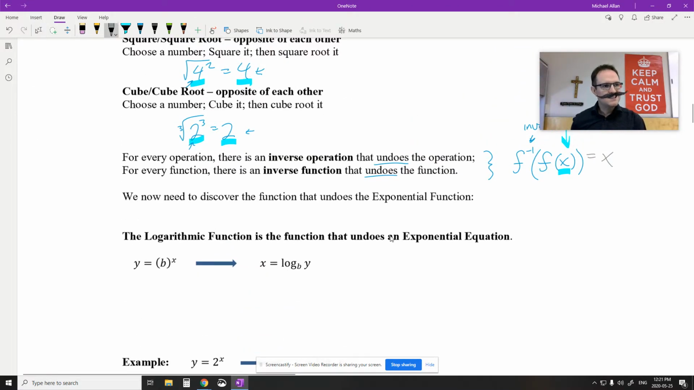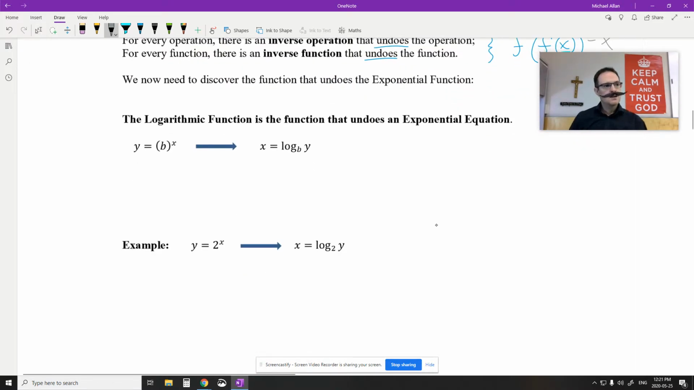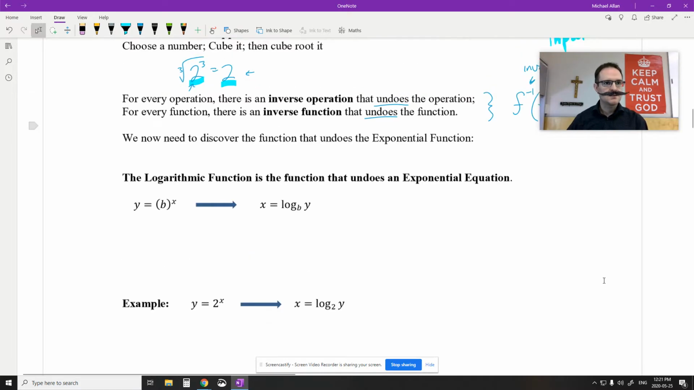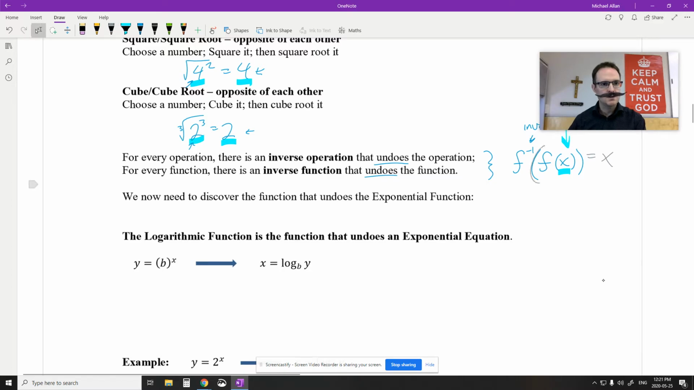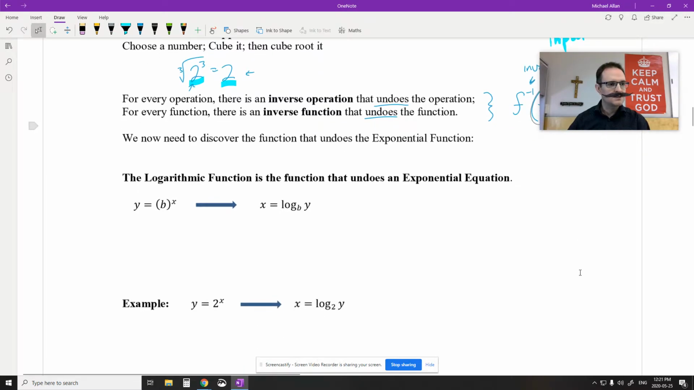So what undoes an exponential? Say I have an exponential, y is equal to b to the power of x. So there's my exponential there. What undoes that? What function could I put around this to get x back out? That's the reason behind this: I can't really solve for this x. I can't rearrange this equation for x. So I've got to think of a way to get that back out. So I do the inverse of it.